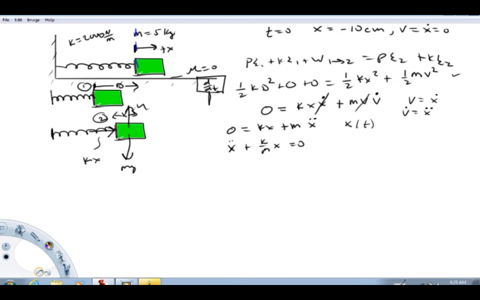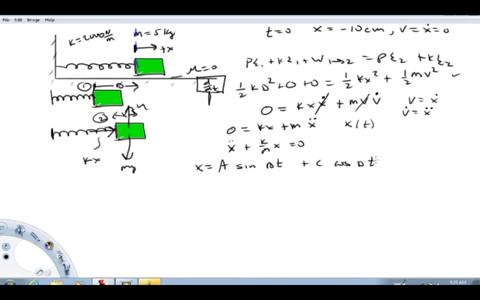So at this point, we've got x double dot plus k over m x equals 0. Now, we have to recognize that this has a harmonic solution. What that means is that x is going to equal some sort of b sine dt plus c cosine dt. There's really only 3 things to do from here as far as solving this.